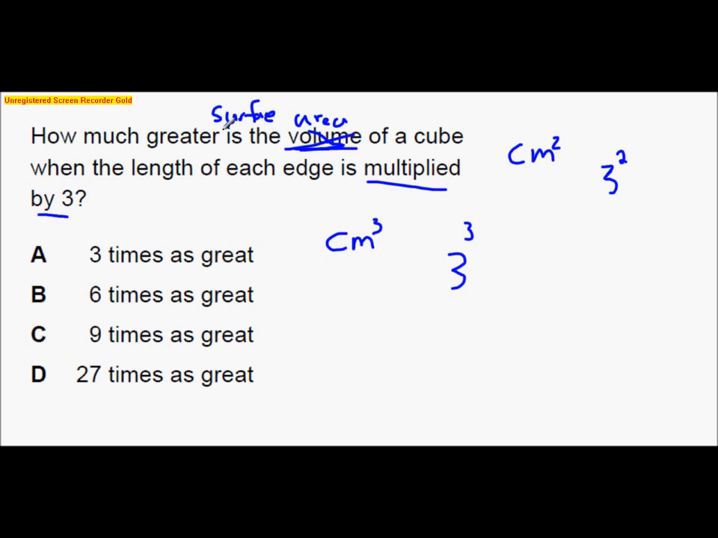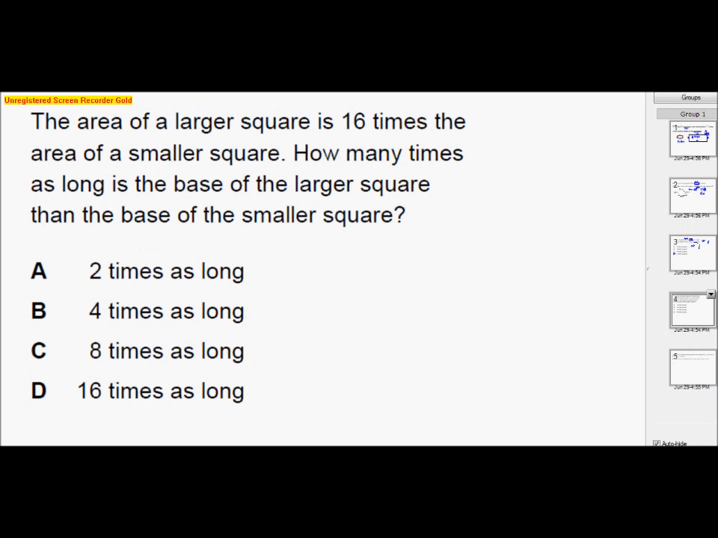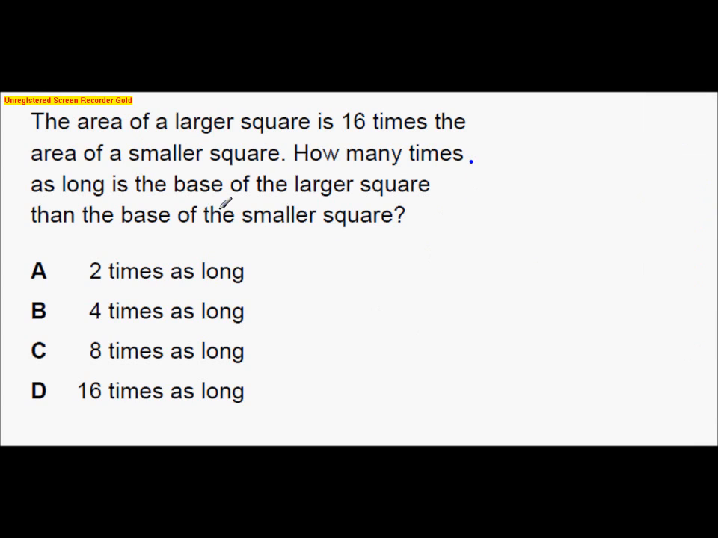If it was surface area, that's squared, so we would take the 3 and square it. And those are kind of the 2 instances. So in this case, it was 3 cubed for volume, so our answer would be D. 3 times 3 times 3 is 27. All right, let's look at 2 more questions here, and then you can try some of these on your own.